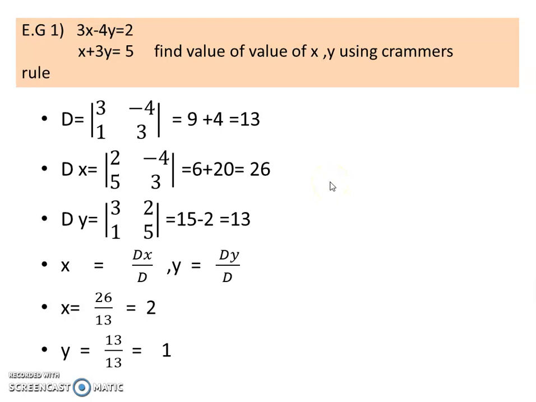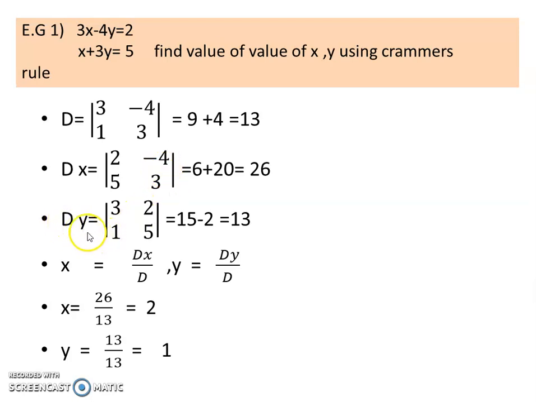So in this method, we must remember the trick that you should first write D, the coefficients of x and y in both equations, that is 3, 1, minus 4, 3. To derive Dx, you must put the constants 2 and 5 instead of the x coefficients, and the coefficients b1 and b2 remain the same, minus 4 and 3.